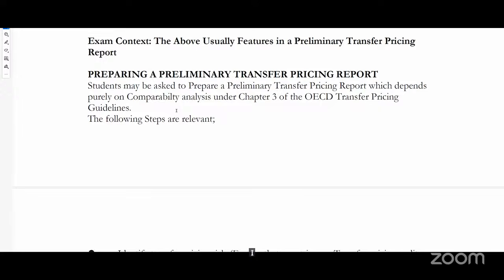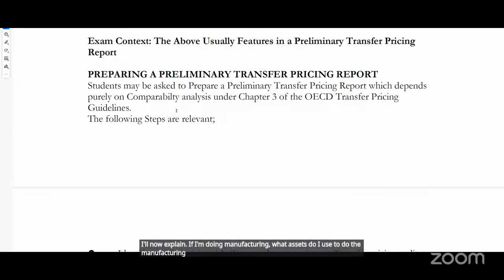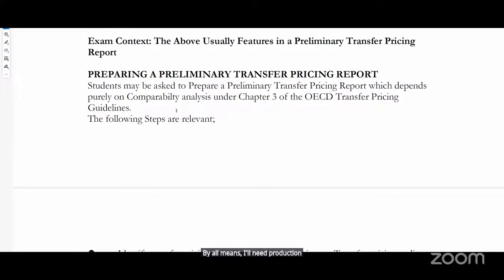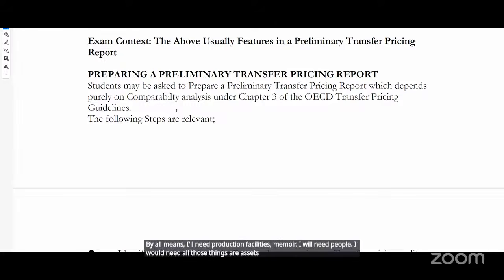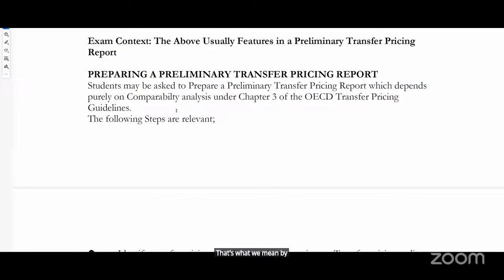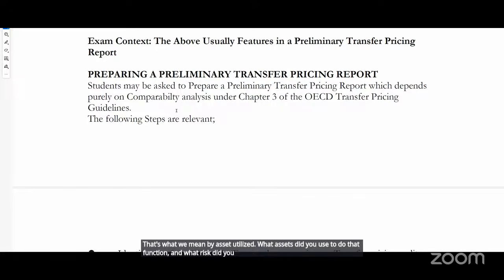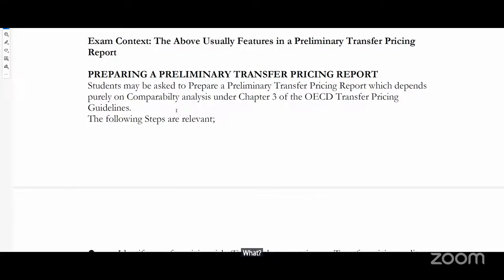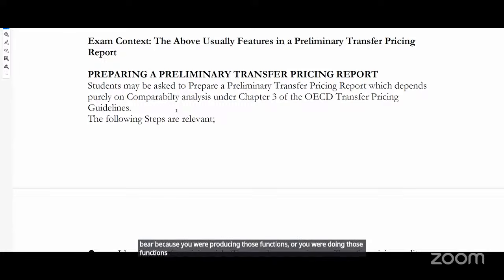I didn't explain it because you joined late. If I'm doing manufacturing, what assets do I use to do the manufacturing? I'll need production facilities. I will need people. All those things are assets. That's what we mean by asset utilized. What assets did you use to do that function, and what risk did you bear because you were doing those functions with those assets? That's what we mean by functional analysis.